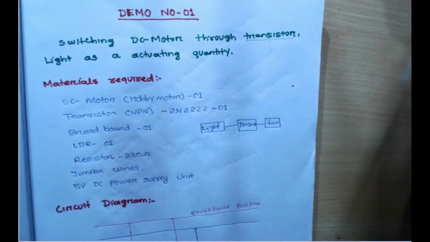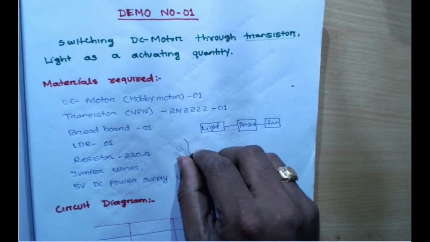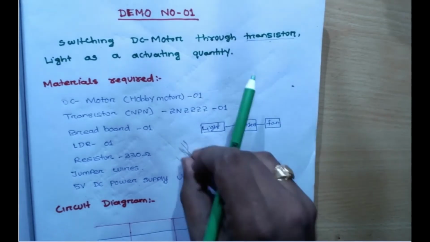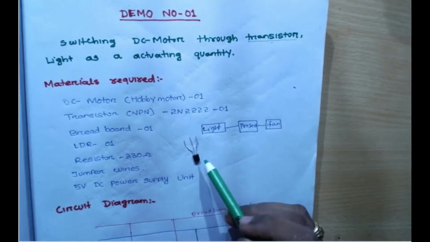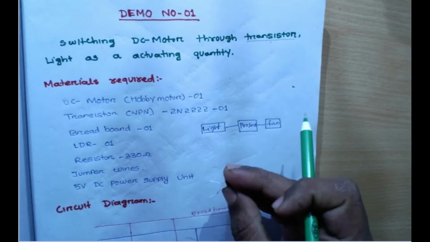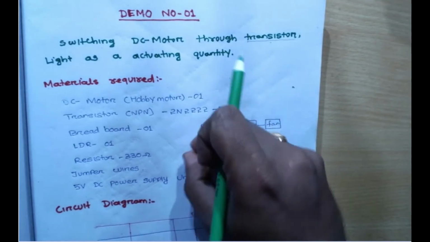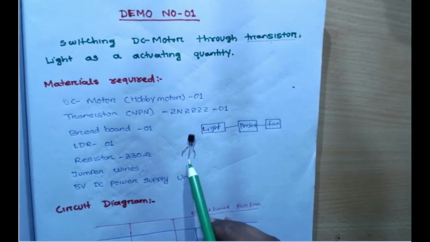The next component is our transistor. You can see here it is a transistor. It is a 2N transistor, an NPN transistor. How many terminals? You can see easily, there are three terminals on a transistor.